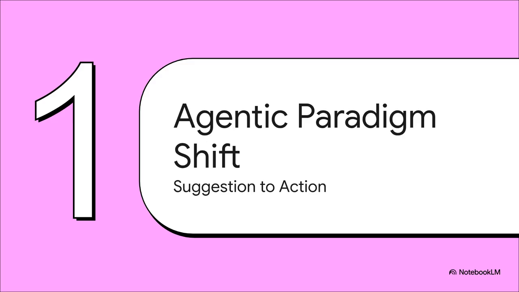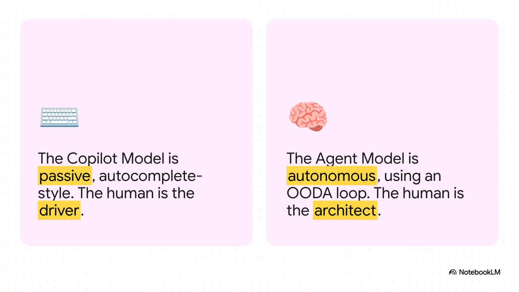Okay, first things first. What do we even mean by an agentic paradigm shift? Let's be clear, this is not just a souped-up autocomplete. It's a fundamentally different way of working with AI. Look at the difference here. On the left, with the Copilot model, you're the driver. You're telling it what to do every single step. It's helpful, sure, but you're still in charge of the wheel.